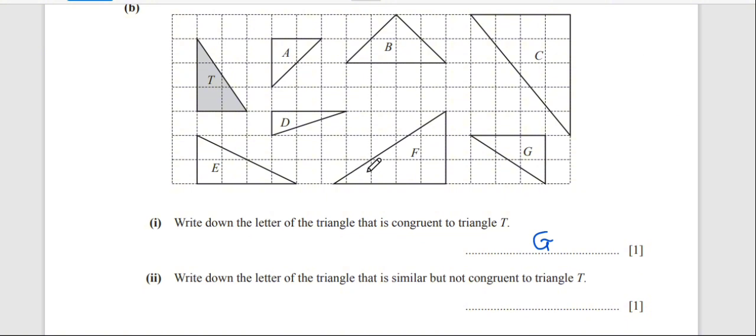Now the next question is that we should write the letter of the triangle that is similar but not congruent. The one that is similar but not congruent here is F, because when you increase this base by 1.5, you are going to have 3. And when you increase this 3 by 1.5 also, you are going to have 4.5. So F is the one that is similar. Similar shape means that the ratios of the corresponding sides are the same. Okay, so moving on to the next question.